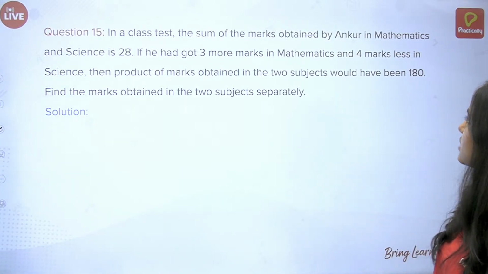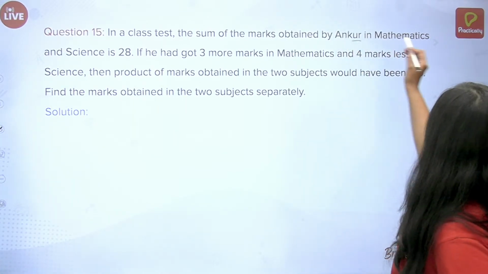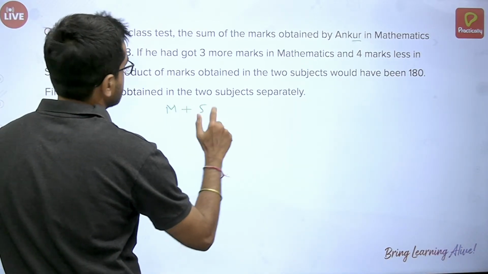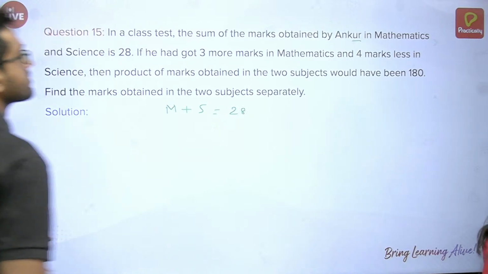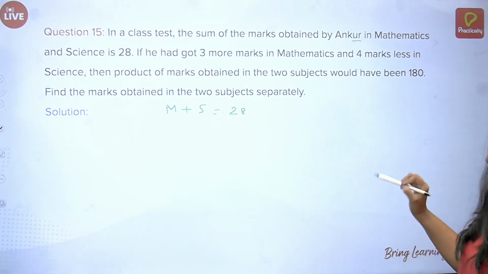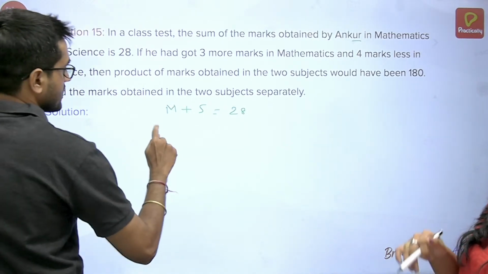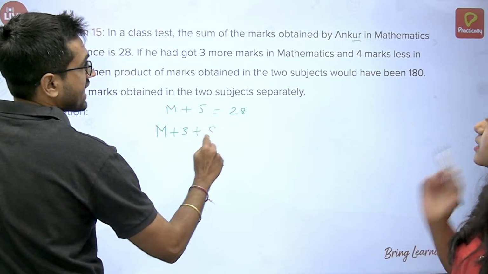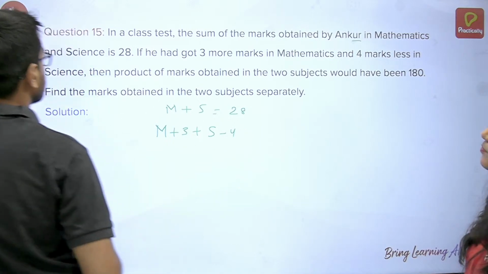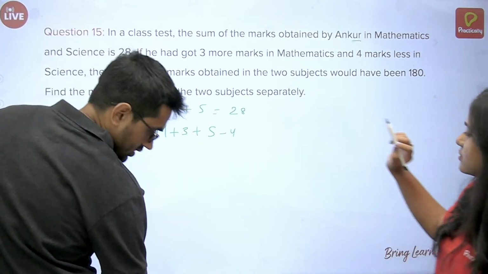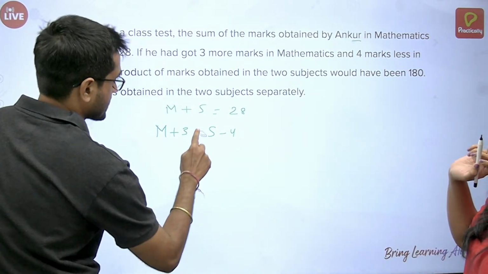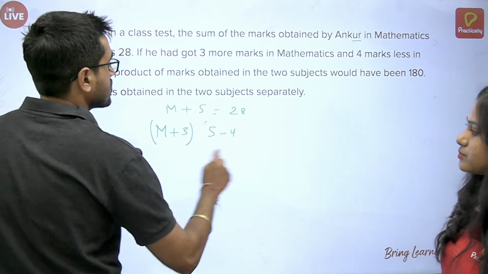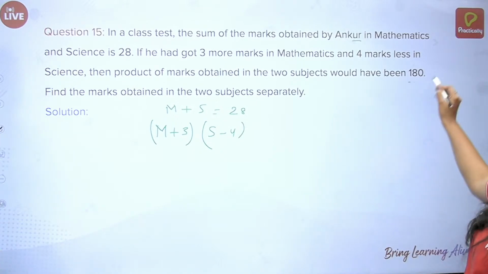In a class test, the sum of the marks obtained by Ankur in mathematics and science is 28. So m plus s equals 28. If he had got 3 more marks in mathematics and 4 marks less in science, that is m plus 3 and s minus 4, then the product of his marks would be 180.